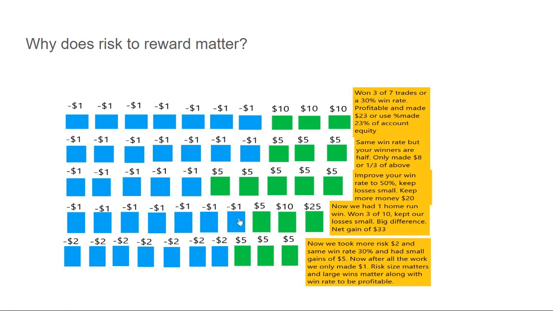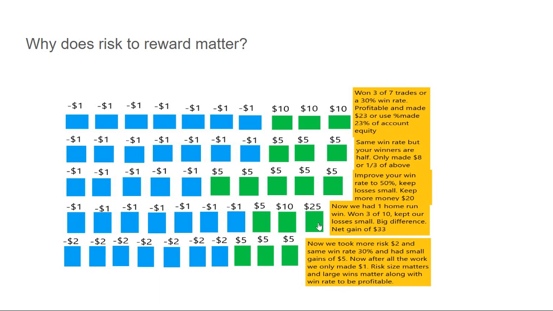On this fourth example, we went back to a 30% win rate, but this time we added in a big winner, a really big winner. So we had a $5 win, we had a $10 win, and we had a $25 win, a really high win there. So now we had one home run win. We still only won 3 of 10 trades. We kept our losses small, but look at the big difference. Now we have a net gain of $33. So one winning trade can make a big difference in your account.